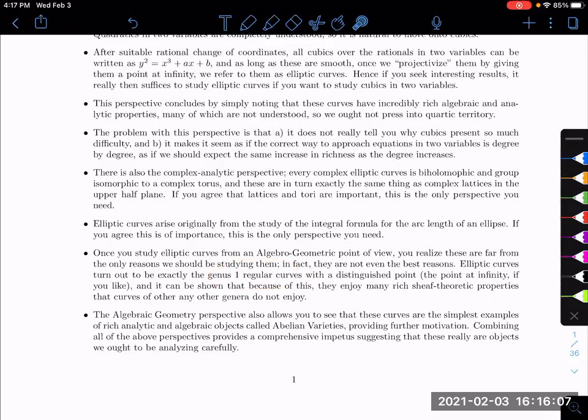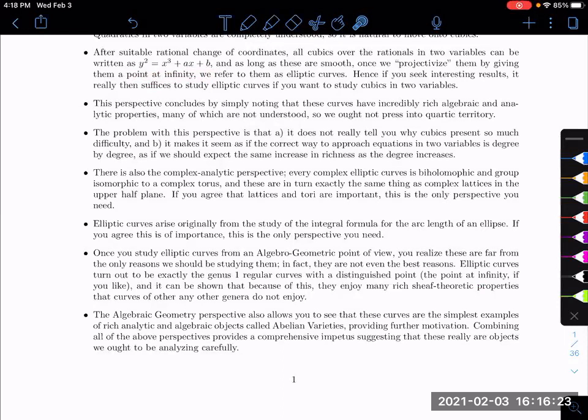And so you really get to see, no, it's not just that it's the next natural step for mankind to study cubics in two variables. It's that there really is something special going on here. There are many rich sheaf theoretic properties on these things.